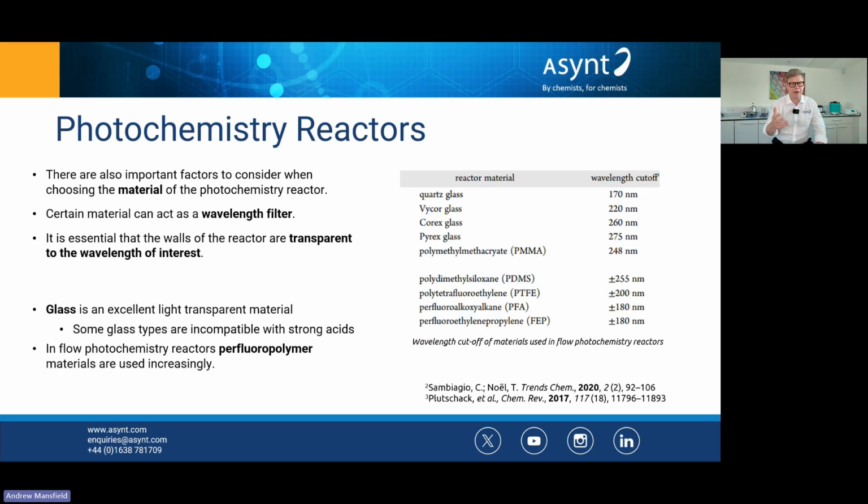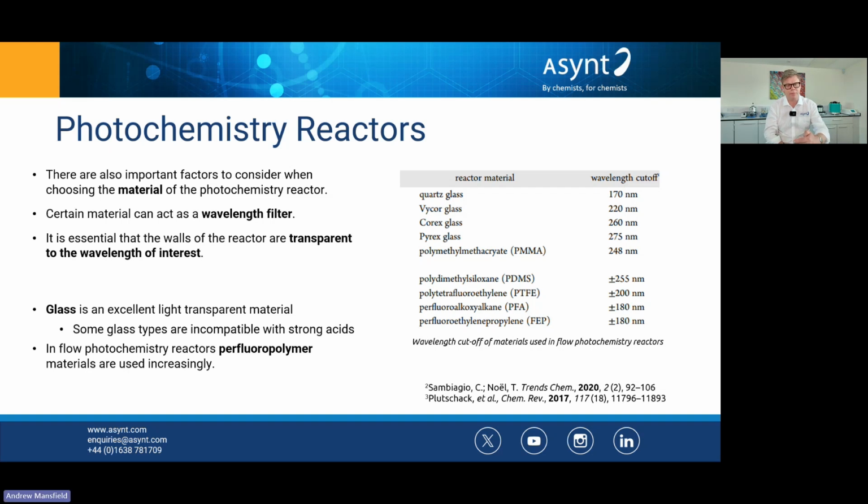We also need to think about the material of construction. Certain materials can act as a wavelength filter, so we need a material that's transparent to our wavelengths of interest. You can see on the right here that glass is a very good transmitter, or allows good transmission of photons into our reactions, but it will cut off at some point.